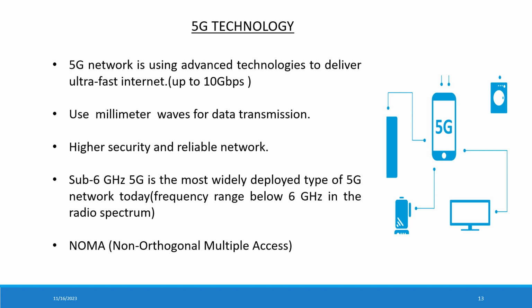5G technology. 5G is the fifth generation of mobile cellular network, and it delivers ultra-fast internet, that is up to 10 gigabits per second. 5G uses millimeter wave for data transmission, and the sub-6 gigahertz is the most widely deployed 5G network today. That is, the frequency range is below 6 gigahertz in the radio spectrum. And the multiple access technique used in 5G is non-orthogonal multiple access.